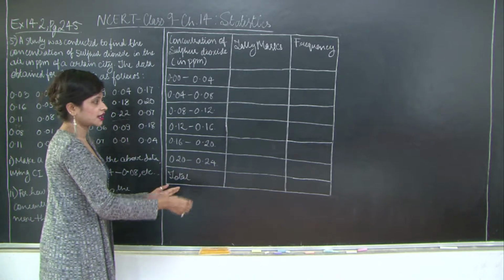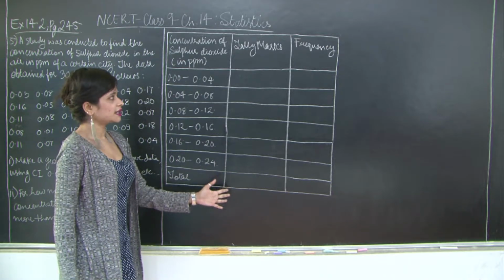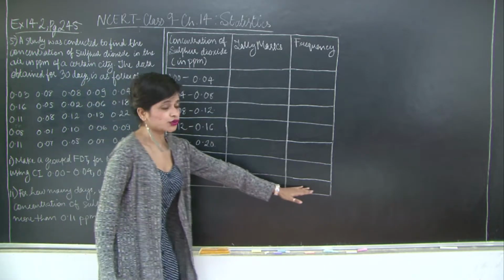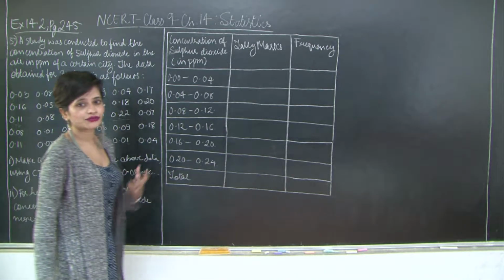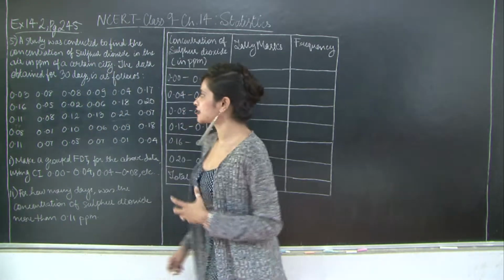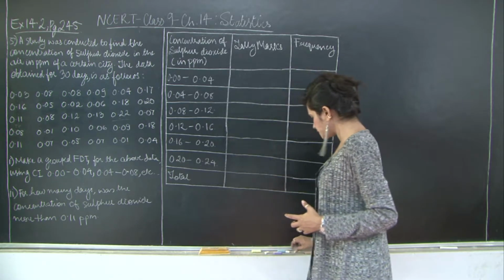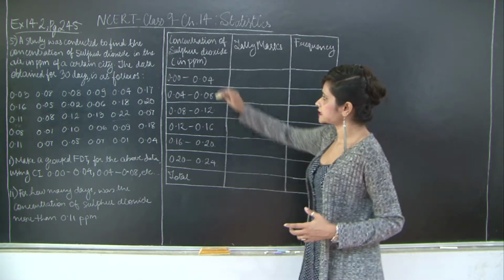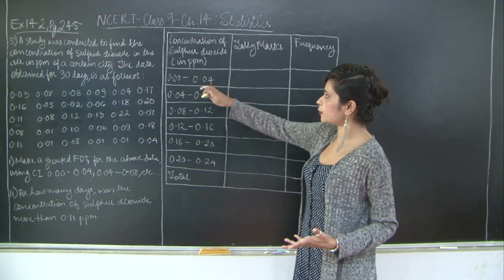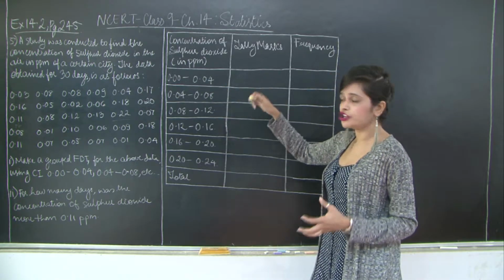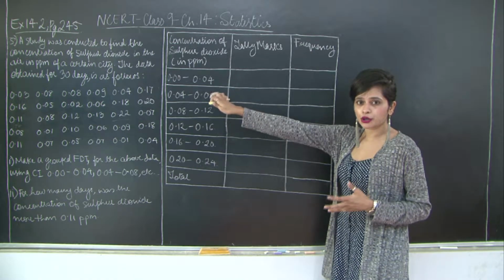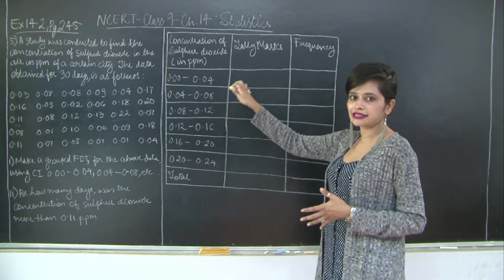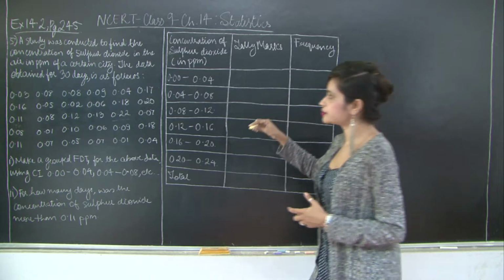So we halt. Now we are going to jot down the tally marks, and the total frequency should be equal to 30 because we've been given the observations for 30 days, right? So let's get started with the tally marks. The first class interval is 0.00 to 0.04. So we are going to jot down all those values that are greater than or equal to 0.00 and less than 0.04. So let's check.